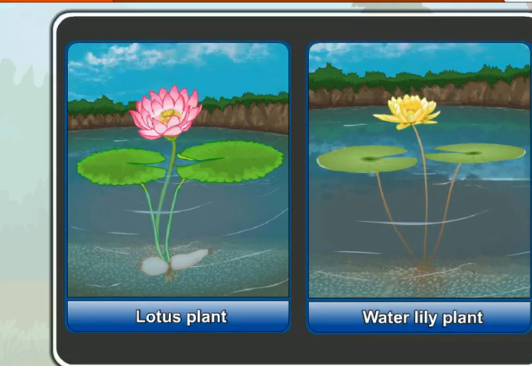Now, take a look at the flowers of both the lotus and the water lily. Aren't they on the surface of the water? Yes, they are. They are on the surface of the water. All the fixed plants have similar kinds of leaves, flowers, and stems.